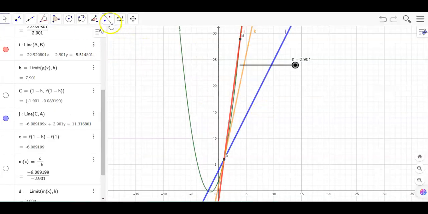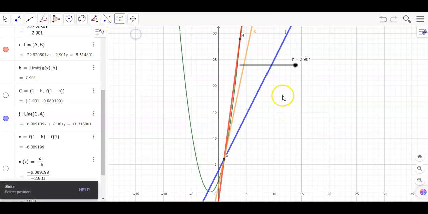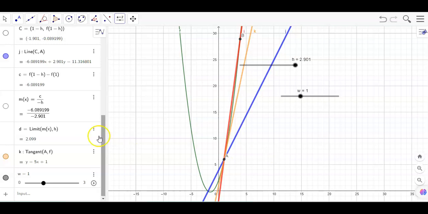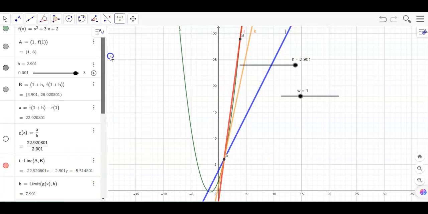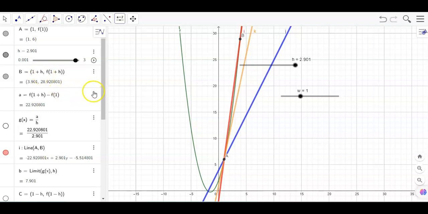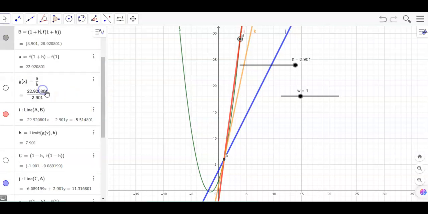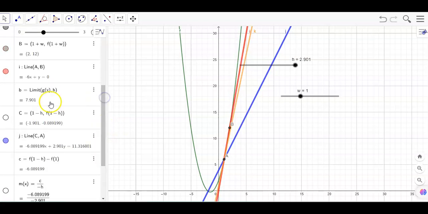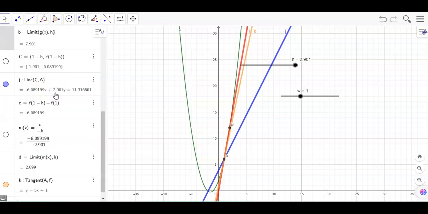Right, so let's add a slider W. And then we have 0 and then 3. And then we're going to change all of the instances here, the H variables here with W. So this is W, then this is W, so yes. W.